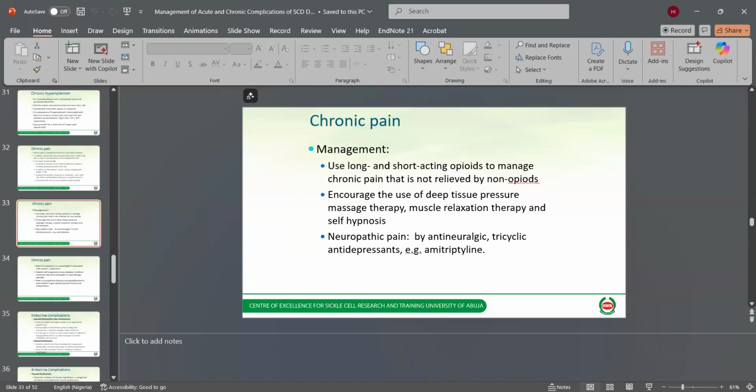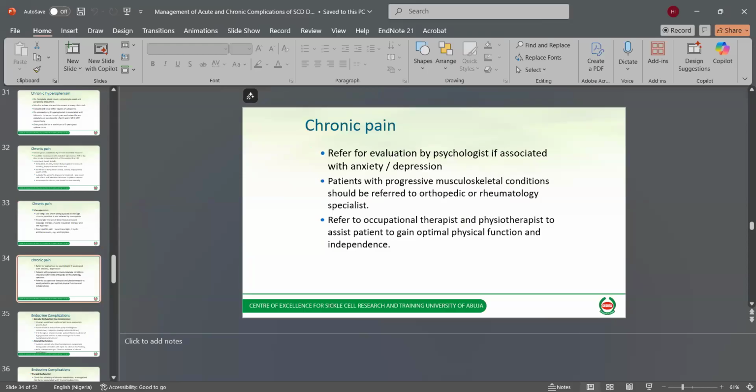Sometimes we may have to involve the mental health people. You can refer to the psychologist if there is associated anxiety or depression. Patients with progressive musculoskeletal conditions should be referred to orthopedic or rheumatology specialists. Refer to occupational therapists and physiotherapists to assist patients to gain optimal physical function and independence.